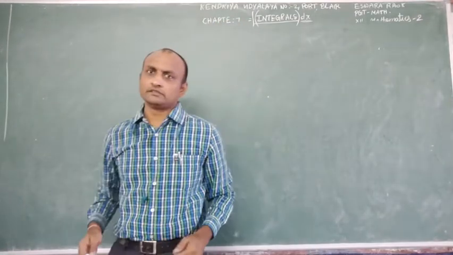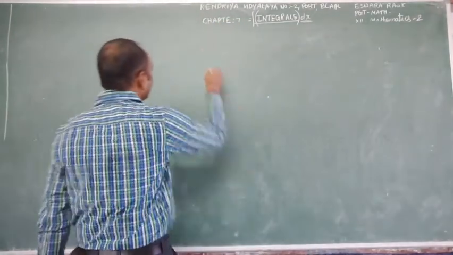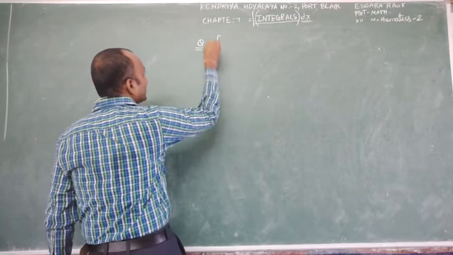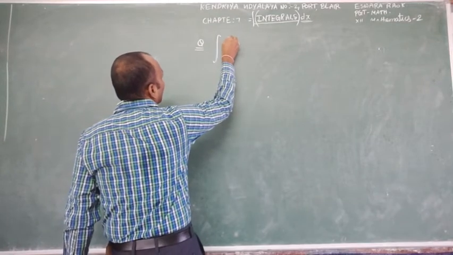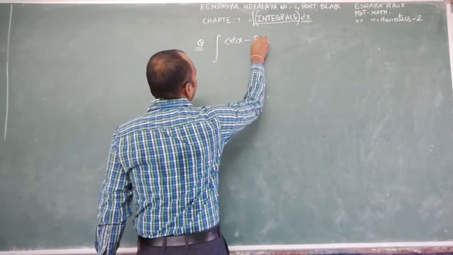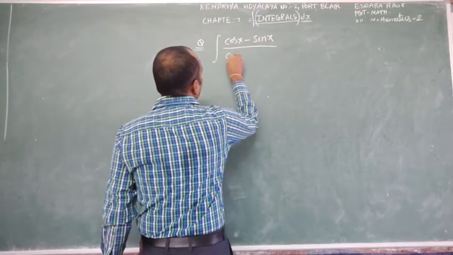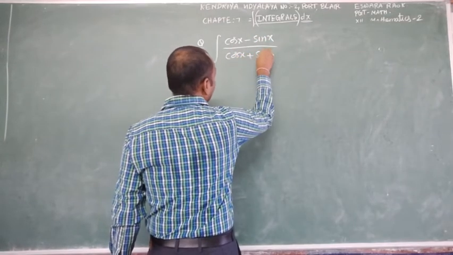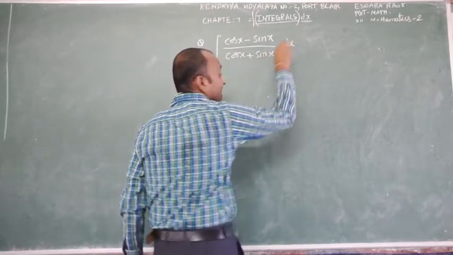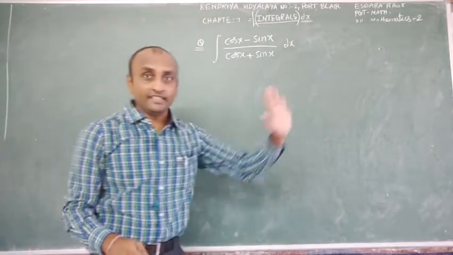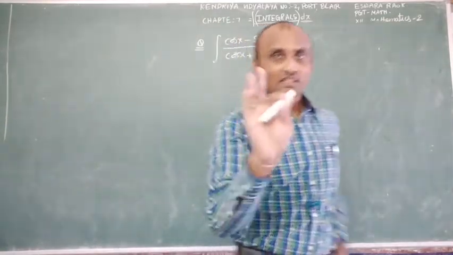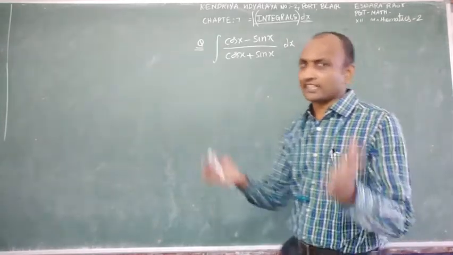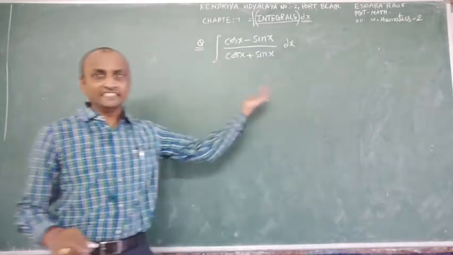So one more word. Look. Which is integration of cos x minus sin x by cos x plus sin x. I said this question, they ask in many ways. The very basic one is this. Now here, the substitution method is telling us to take something as t. What is that t here in this?